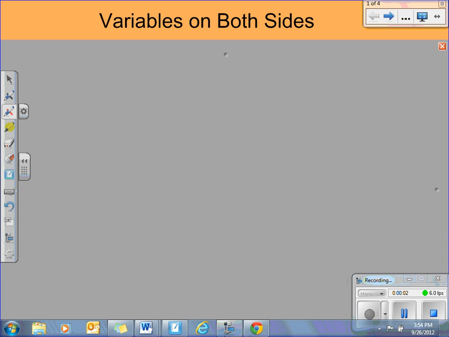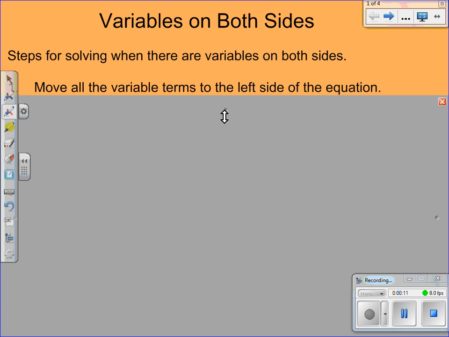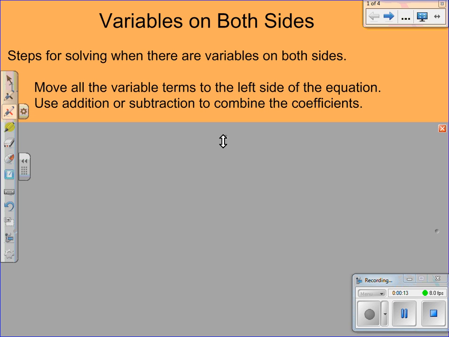This lesson is going to teach you how to solve an equation that has variables on both sides. We're going to use some steps with each equation for teaching you how to do this. Step number 1 is to move all the variable terms to the left side of the equation. To do this, we're going to use addition or subtraction.